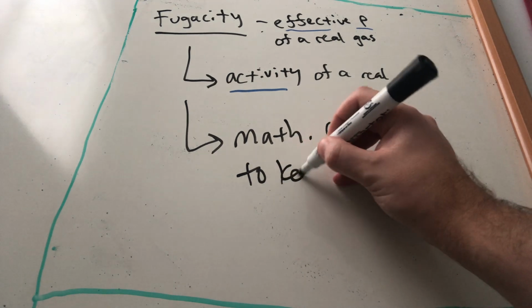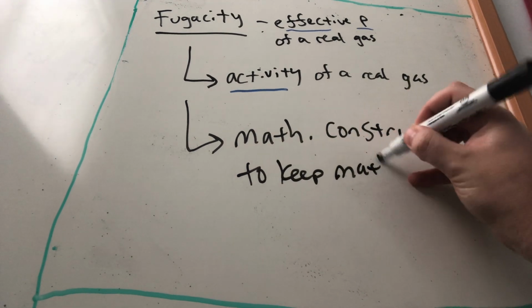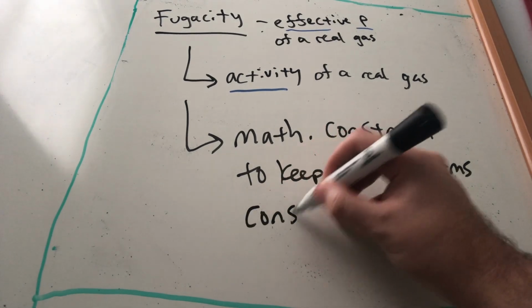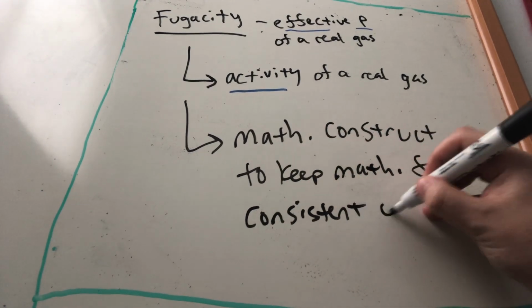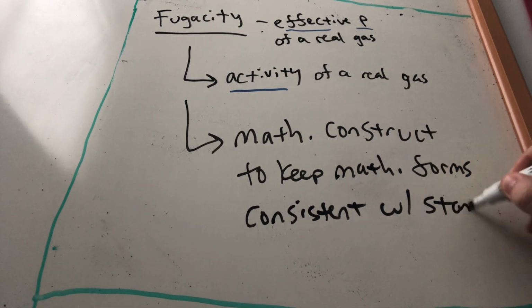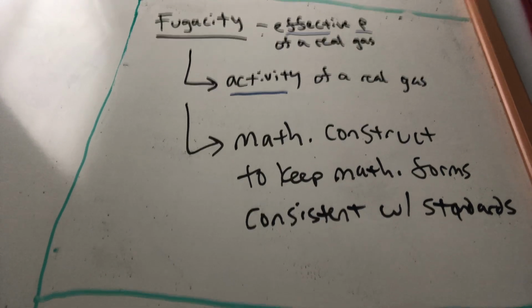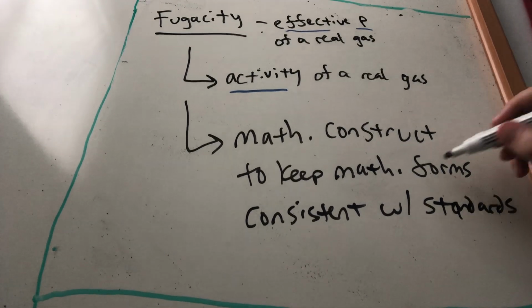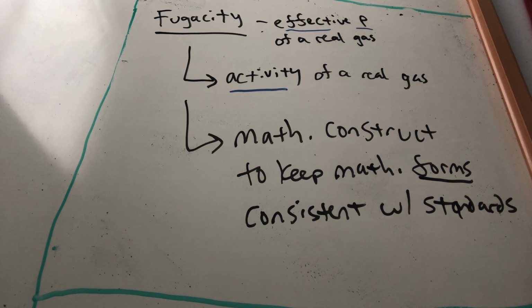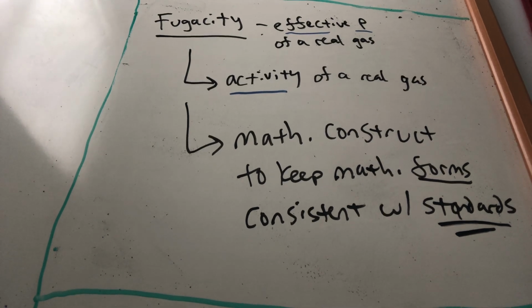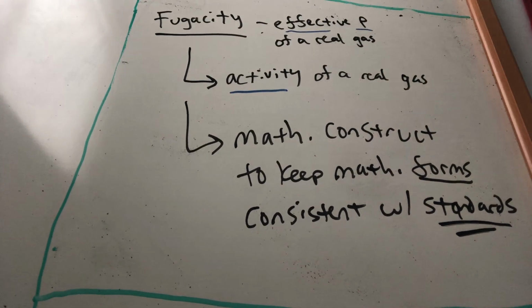They both mean that fugacity is literally a mathematical construct used to keep the forms that we see in the mathematics consistent with standards. And when we talk about standards, we talk about ideal situations, right? And that's where the idea of effective pressure comes from.